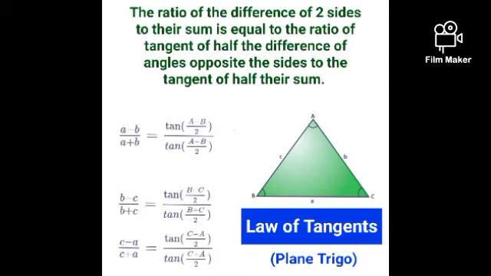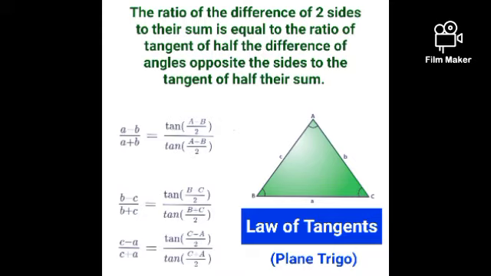Thus, by the law of tangents, we have in the first equation, if we are considering the sides small a and small b, the ratio of the difference of two sides, a minus b, and their sum, a plus b, is equal to the ratio of the tangent of half the difference of the angles opposite the sides small a and small b, and the tangent of half their sum. The sum A plus B divided by 2 is half the sum of the two angles A and B. And you can see the pattern from these three equations.